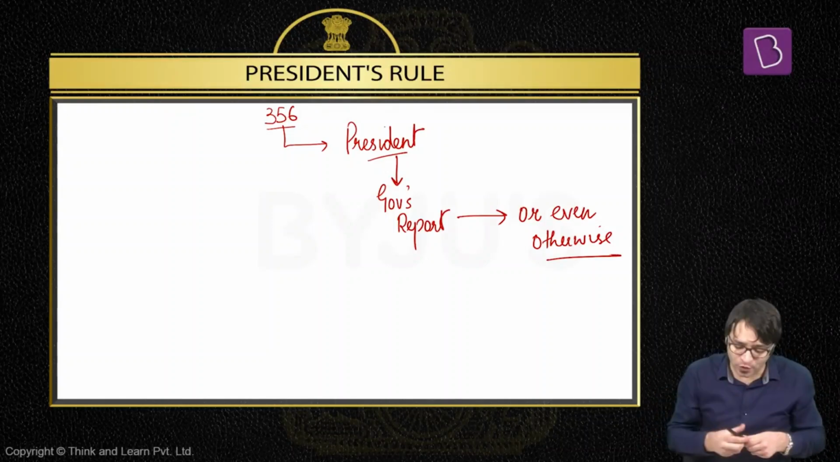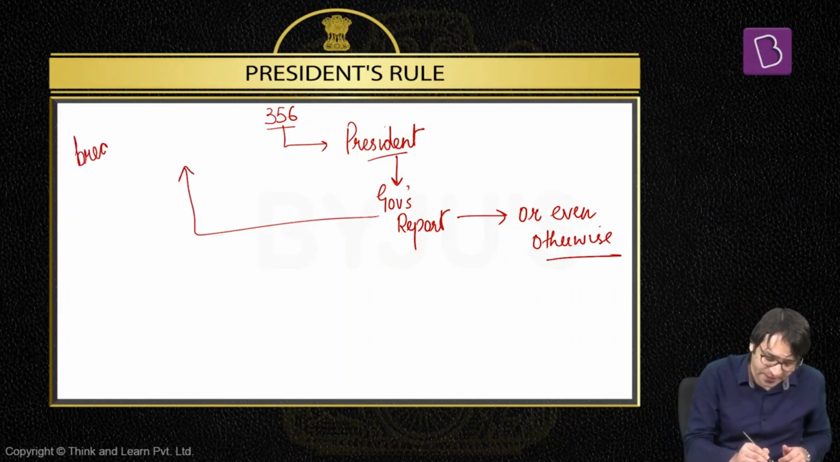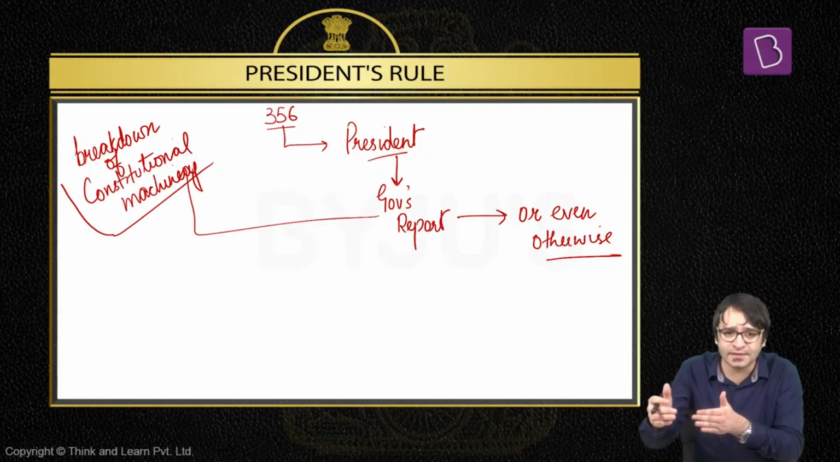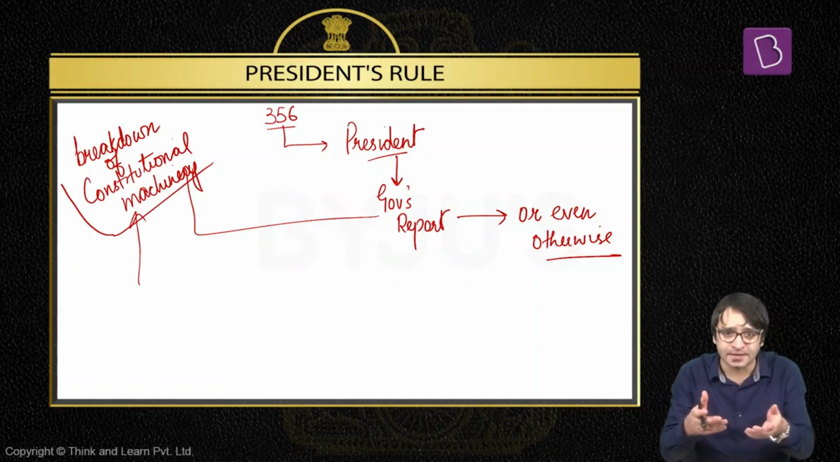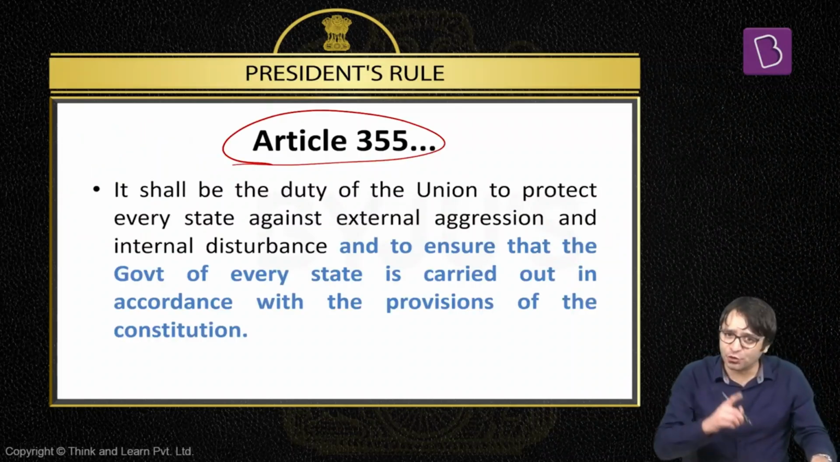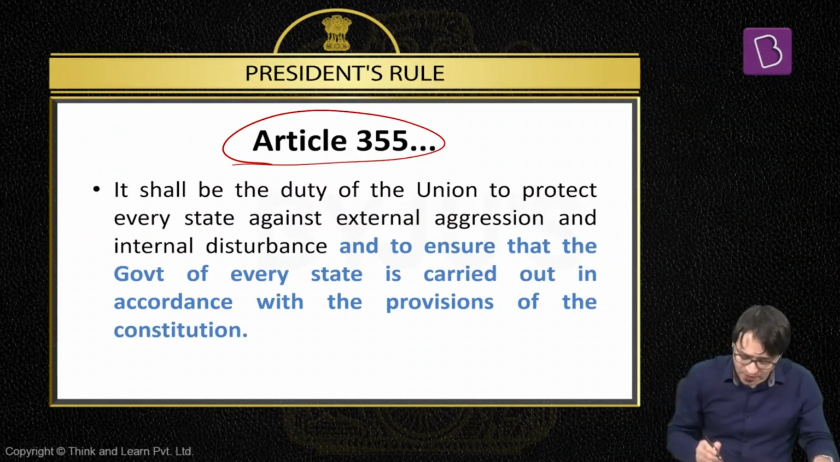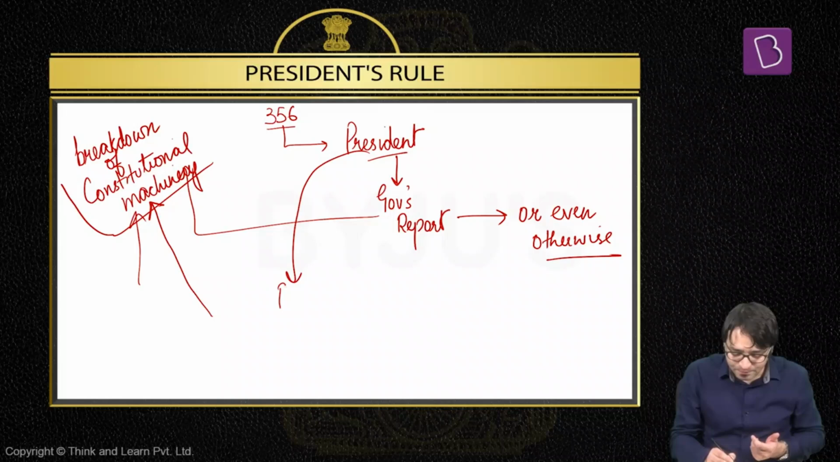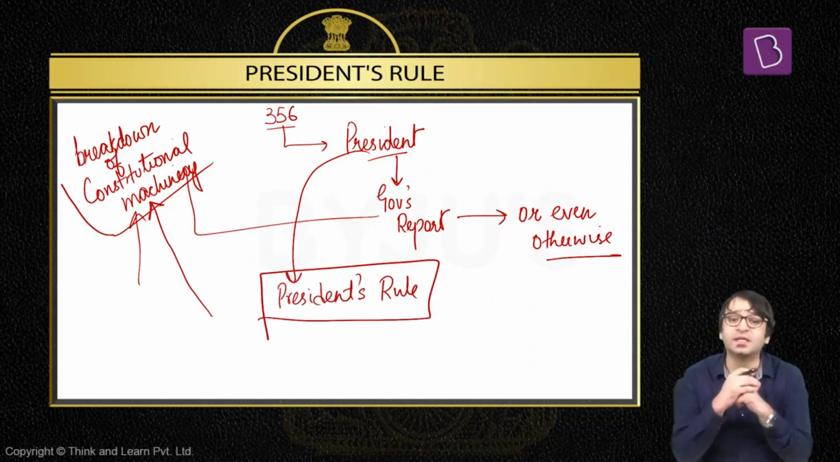What will be mentioned in this governor's report? This governor's report would mention that there is breakdown of constitutional machinery in a state. If the president is satisfied on the basis of the report of the governor or even otherwise, that there is breakdown of constitutional machinery in a state. Article 355 imposes a duty on the Center that you will have to ensure that the government of every state is being carried out according to the provisions of the Constitution. So if there is breakdown of constitutional machinery in a state, then what will the president do? President will proclaim or impose president's rule in that state where there is breakdown of constitutional machinery.